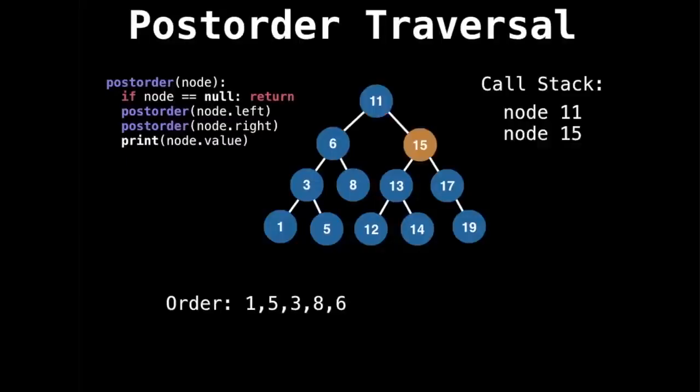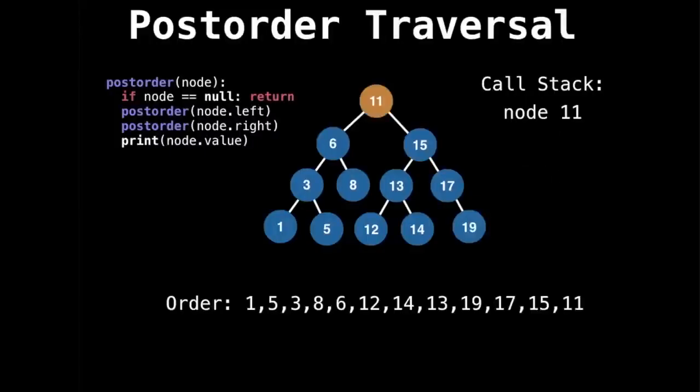Go to 15, 13, 12, print 12. Go up to 13, print 14, go back up to 13, and now we can print it. Don't print 15 yet because we haven't explored all of its right subtree. Then go to 17, 19, and then pop everything off the stack and print on the way back up. And you can see that 11 is indeed the last node we have visited. And that's pre-order, in-order, and post-order in a nutshell.